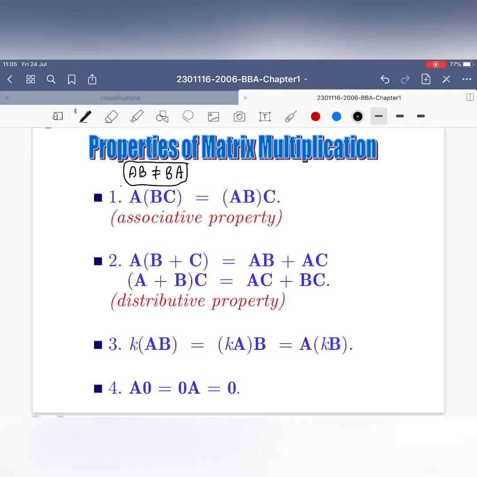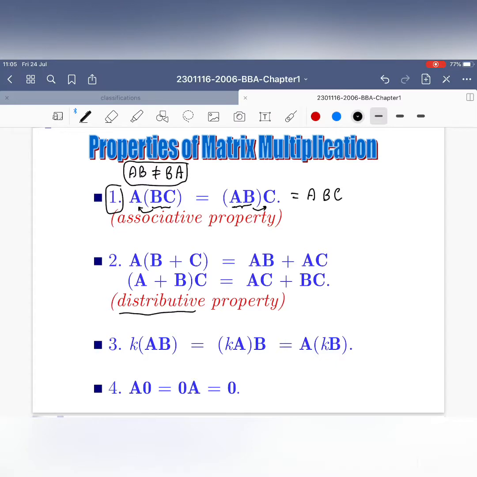Okay, so the first property is called the associative. So it means that if you got 3 matrices, and if you do multiplication, you can do the B and the C first, and then followed by the A, or your A and the B first, and then followed by the C. Okay, but you cannot switch the order. So sometimes you can ignore the parentheses and just write down ABC, just like that.